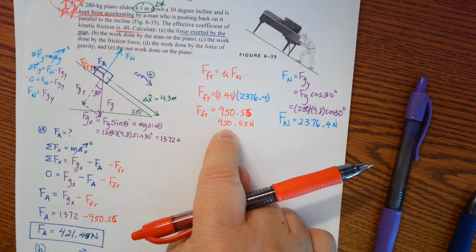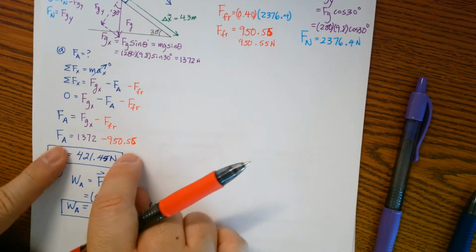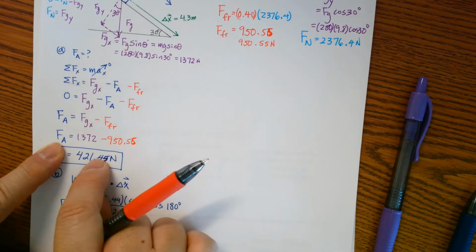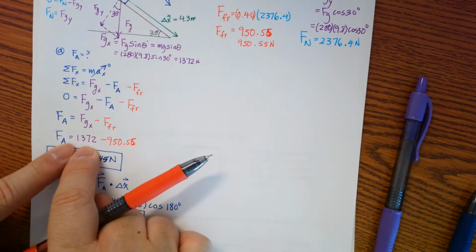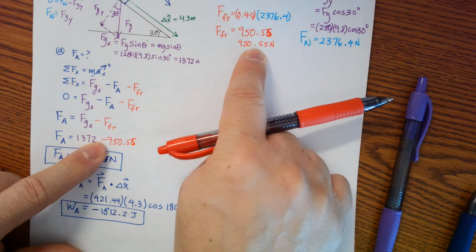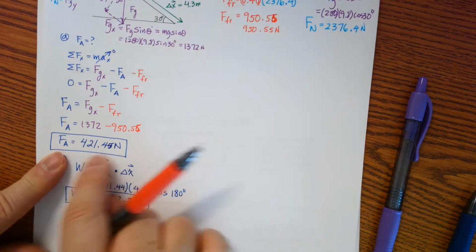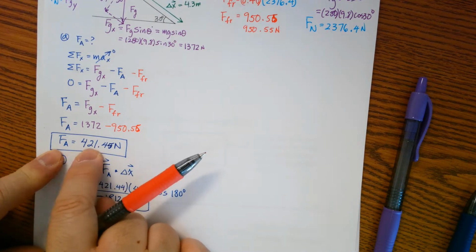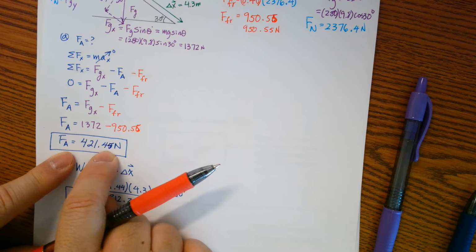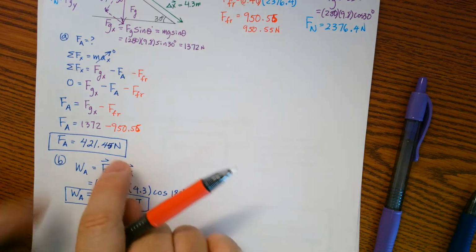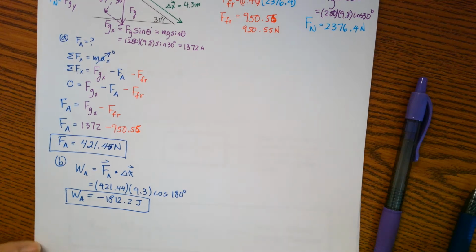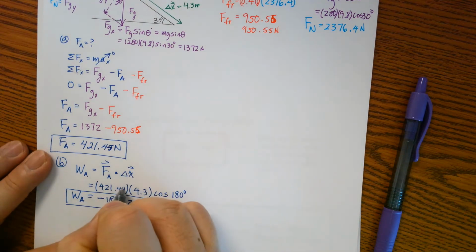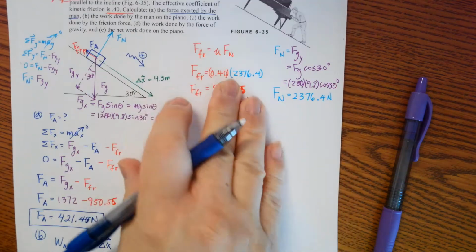Okay? So now we have all the ingredients to figure out what my force applied is. If you work it out, you get Fgx, which is 1372, minus 950.55, and you get Fa is equal to 421.45 newtons as my force applied. All right. So once we have that, we can do part B now.